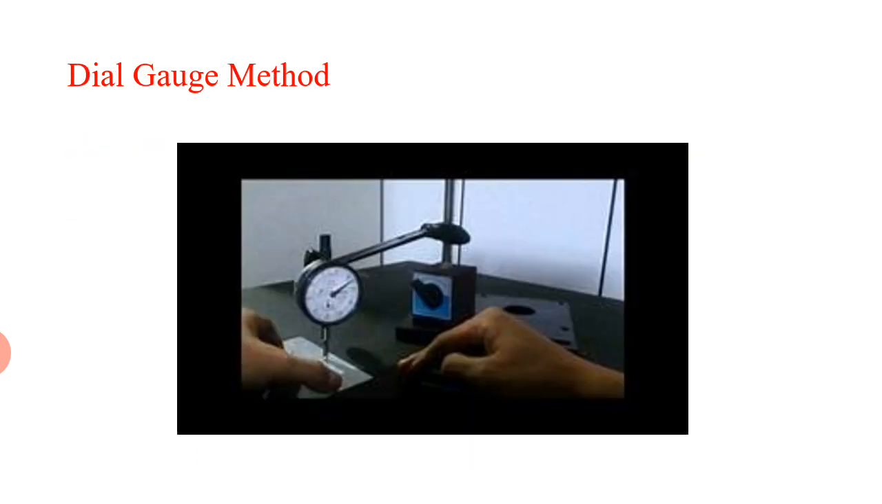Next method is the dial gauge method. In this method, the surface must be placed on a larger reference plate and supported by an adjustable screw or slip gauge so that the two surfaces can be set parallel to each other. Now the dial gauge is moved along the surface and observations are made. If there is no deflection, then we can say that the surface is perfectly flat.